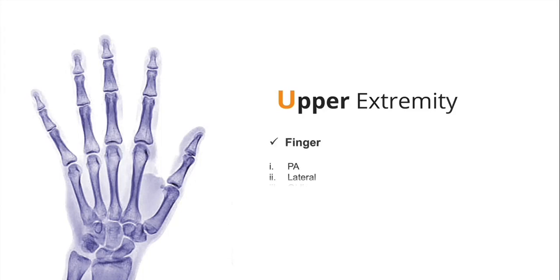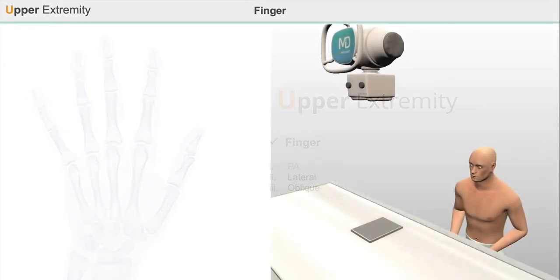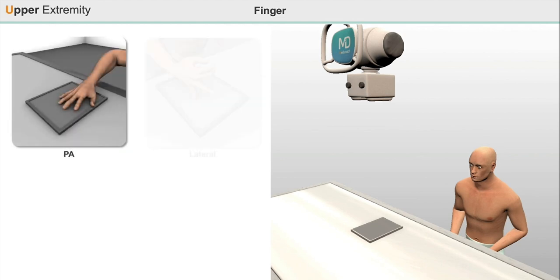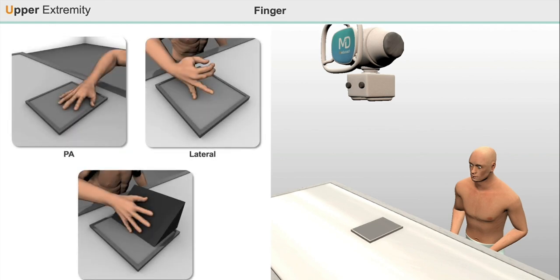Upper extremity, finger projection. This video shows the instruction of finger posterior anterior, finger lateral, and finger oblique projection.